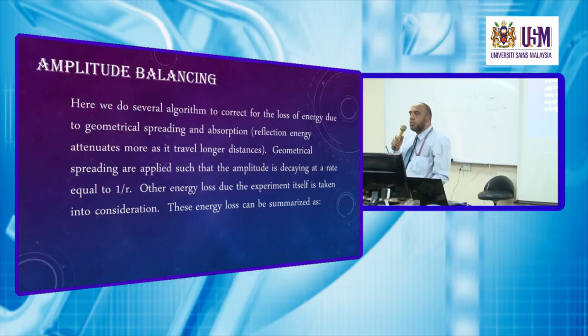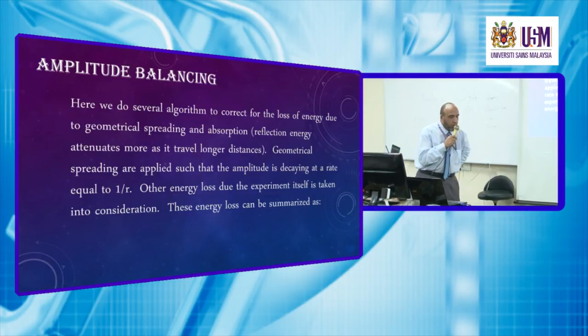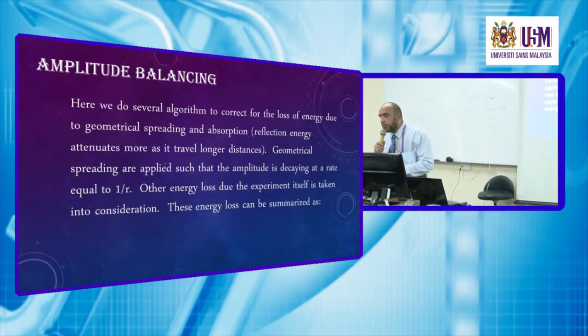As you know, all geophysical tools have corrections. Here we do several algorithms to correct for the loss of energy due to the geometrical spreading and absorption. Why? Because the reflection travels larger distances. As we know, the Earth acts like a low pass filter, so it attenuates, it absorbs energy, and thus the amplitude we have will be less than the one without absorption or without geometrical spreading. I believe all of us remember what geometrical spreading means.